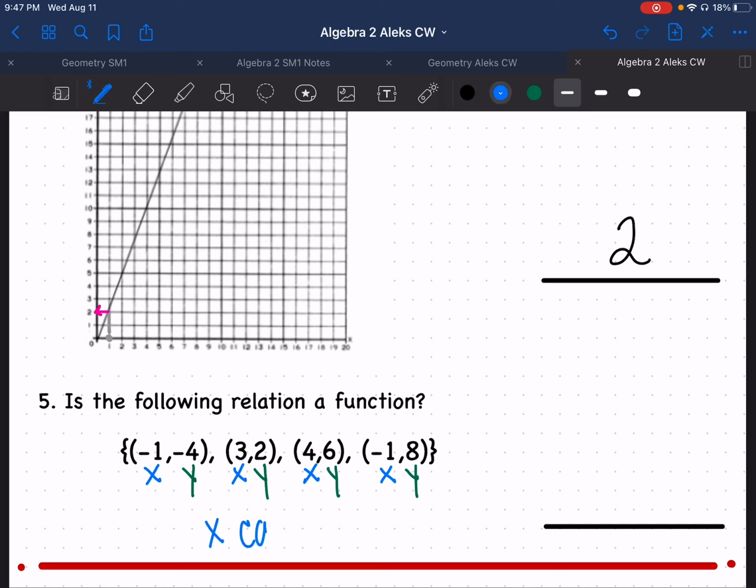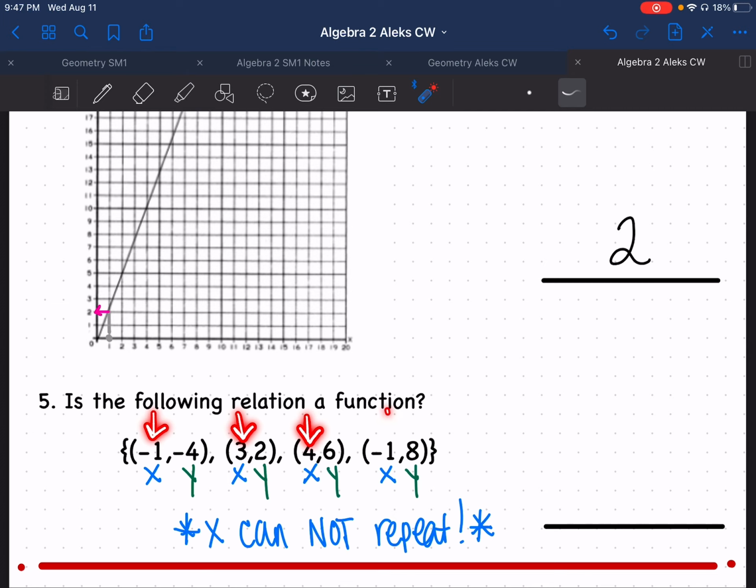X cannot repeat. Okay, X cannot repeat. So I'm going to look at all of these X values, and I want to make sure that all 4 of them, 1, 2, 3, 4, are different. Well, the thing that I notice, the first one is -1, the last one is -1. Is this a function?